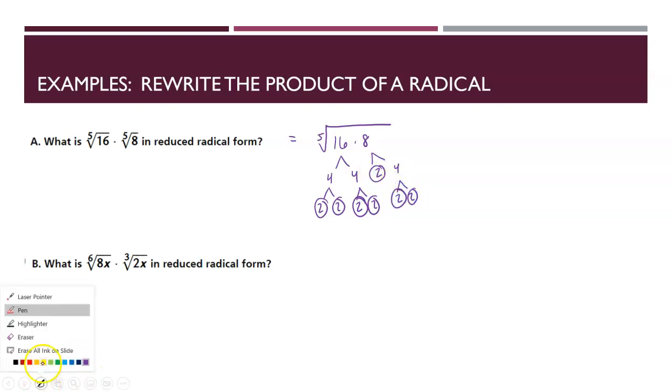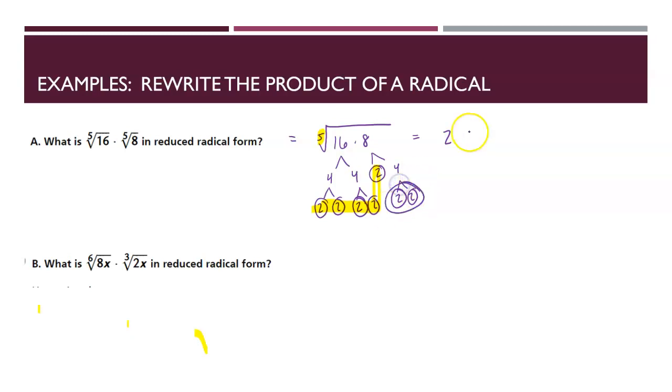So what are we looking for? We're looking for groups of 5. So 1, 2, 3, 4, 5. There's a set of 5 2's, so we get to factor out a 2. And then this pair of 2's we can't do anything with, so we just multiply those together, and 2 times 2 would be 4. So this would simplify to be 2 times the 5th root of 4. Don't forget to include the root as part of your answer. That's a common mistake. People just forget to include that.